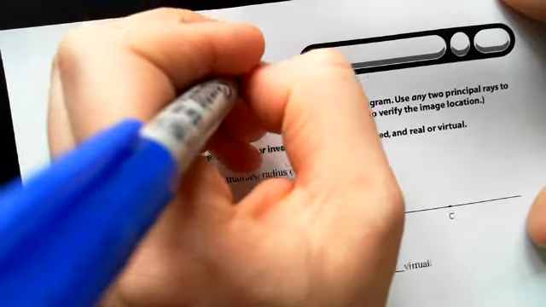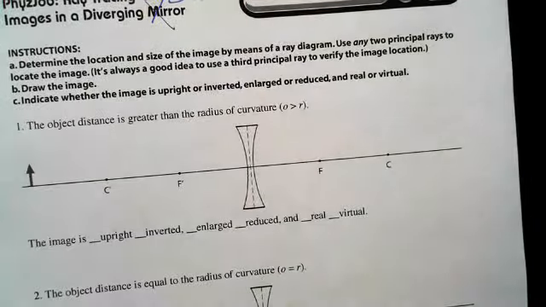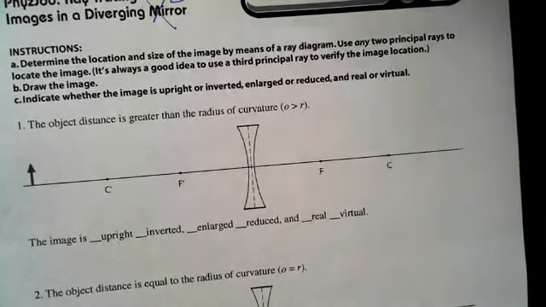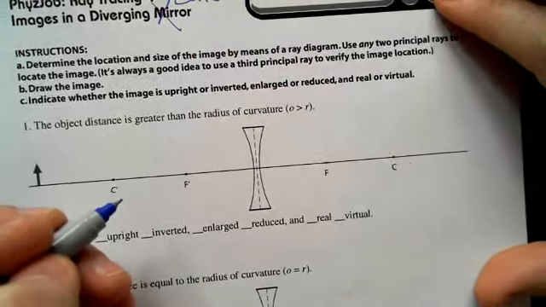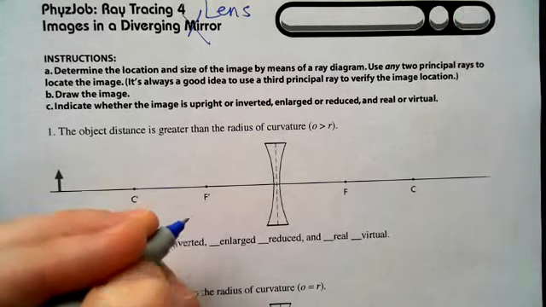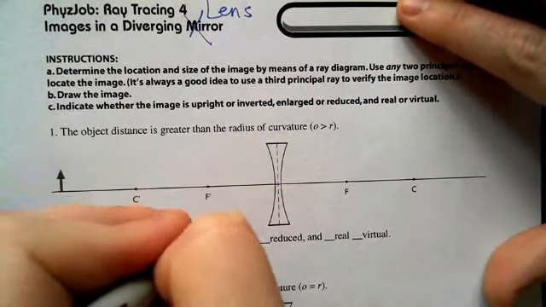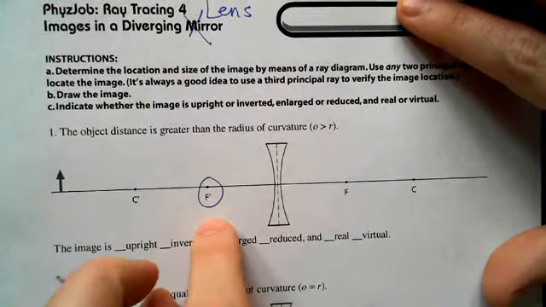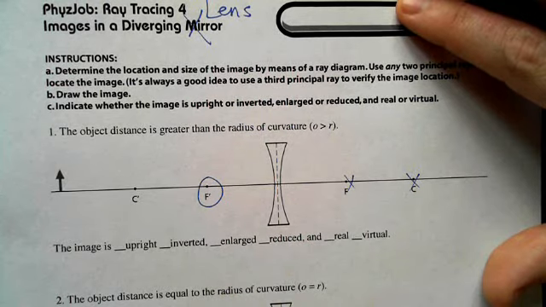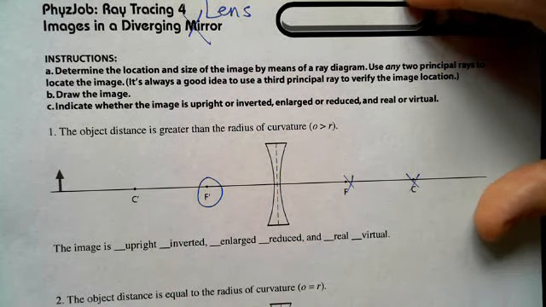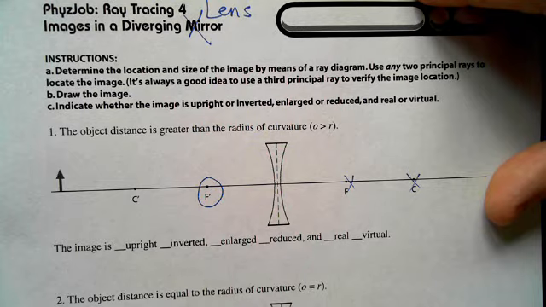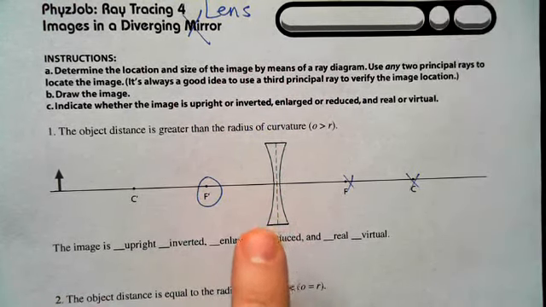Let's go to concave. Pull out your concave worksheet. I know this says mirror at the top. It should say lens. I don't know why it's wrong. All right, the important thing you've got to remember with diverging, guys, is that the focal point is always negative and it's always on this side. This is your focal point right here, not this. You're going to pretend like these don't even exist over here. It always has negative value, but you're going to use the same principal rays: parallel to focus and center of lens.